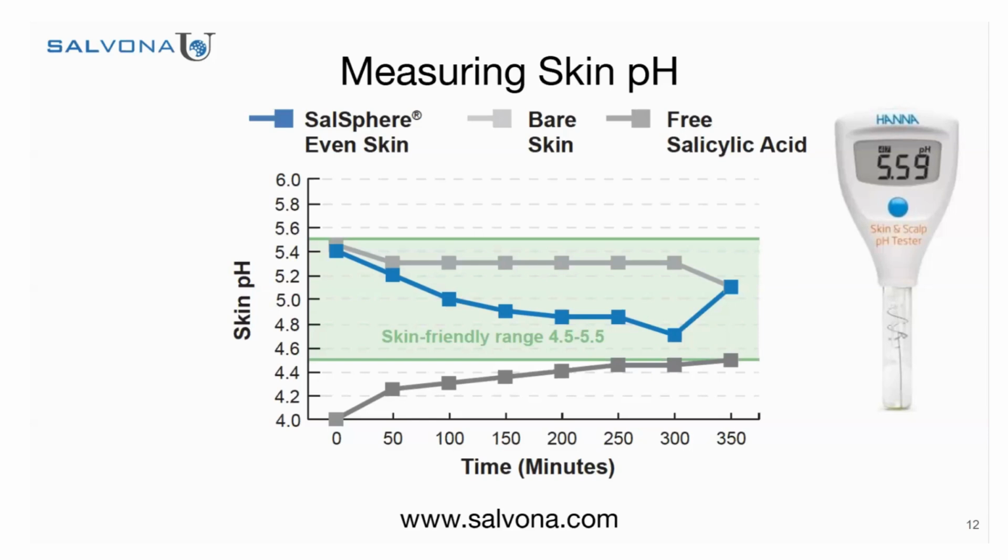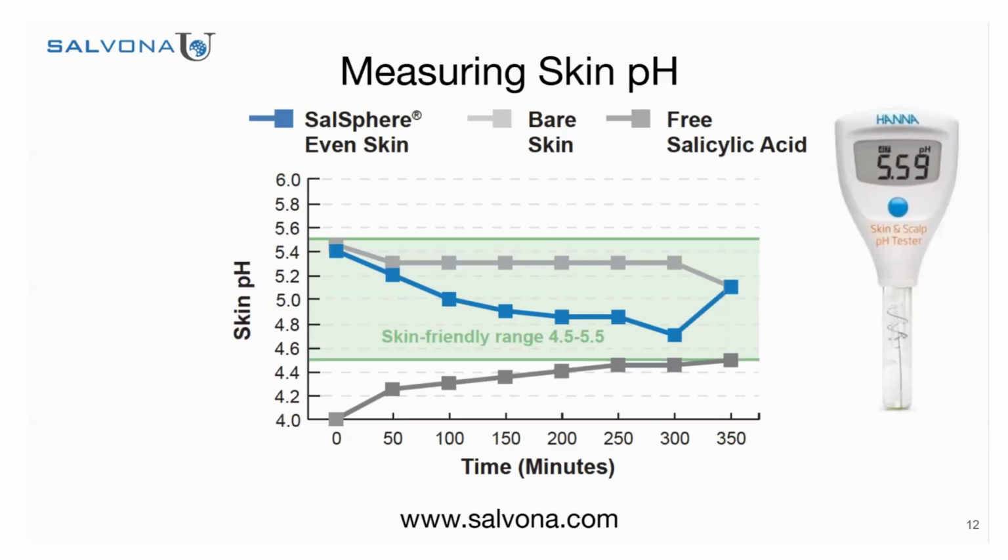And what we saw was that the free salicylic acid at 2% dropped the pH range out of what is considered healthy for skin. Healthy is between 4.5 and 5.5 generally, which is indicated by that green bar. And immediately after applying the free salicylic acid, we see the skin pH drop to around 4, outside of that healthy range. And it takes the skin a little bit over 6 hours to buffer back up into that healthy skin pH range. This is when we see a high potential for irritation and redness in the skin.